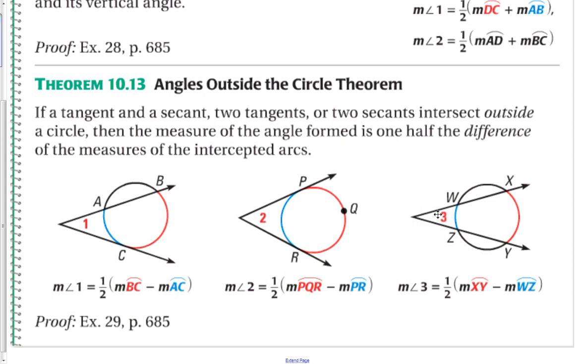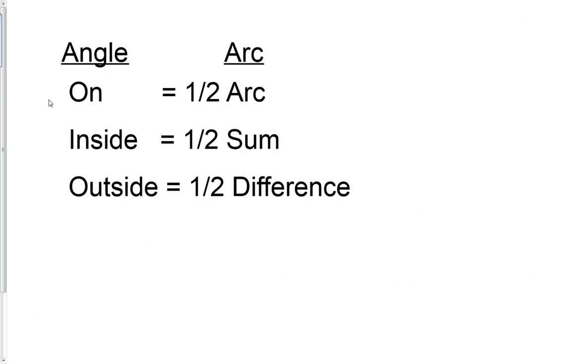And then lastly, angle 3 equals half XY minus WZ. So we're going to deal with these. Now, I've kind of mentioned the shortcuts previously.